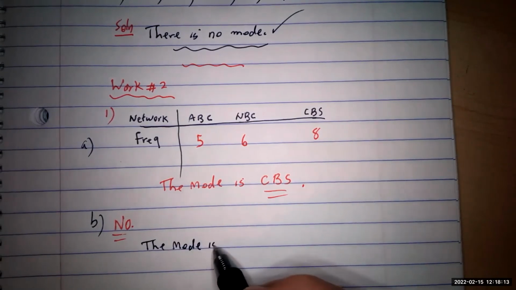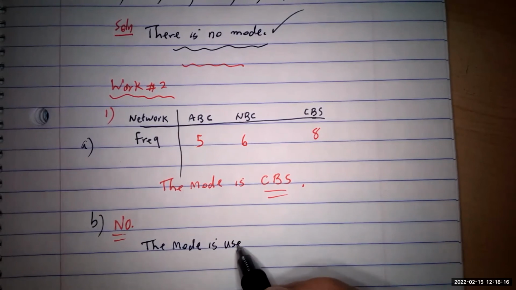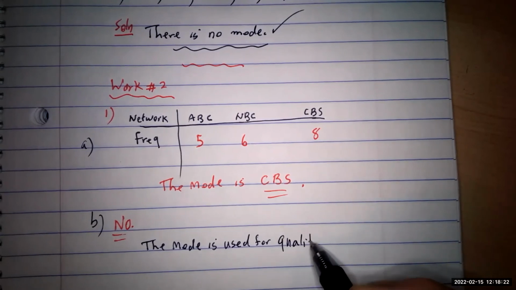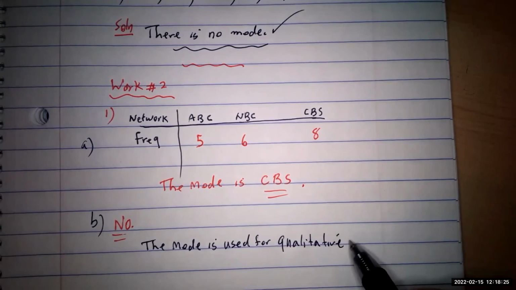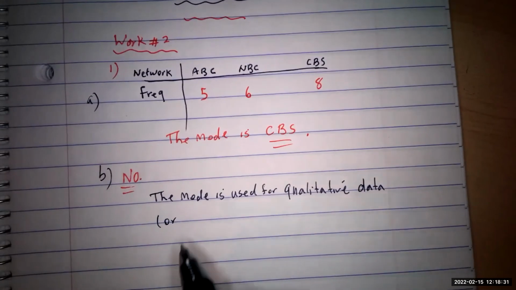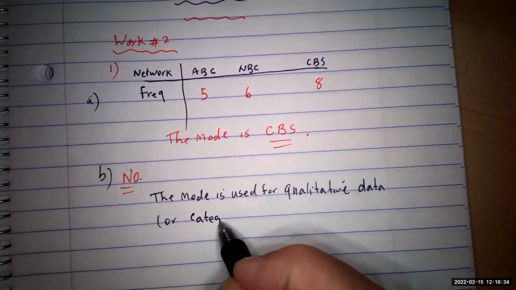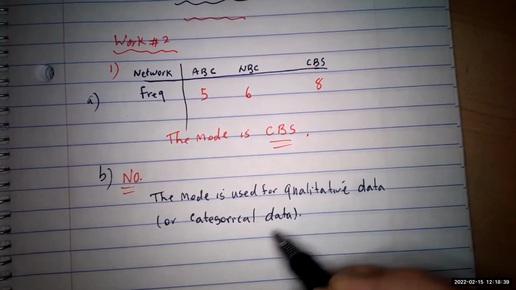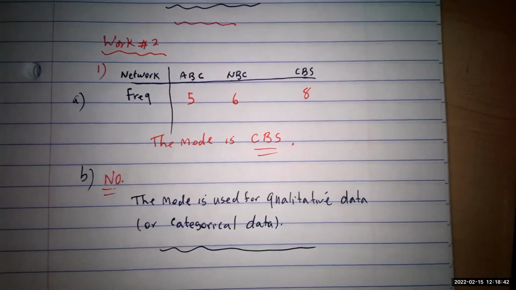The mode is going to be used for qualitative data, which is the case, or in this case, categorical data. Since you're talking about the TV networks, the only measure of center that can be used is going to be the mode. Okay, that's the measures of center that we're going to have. Any question?